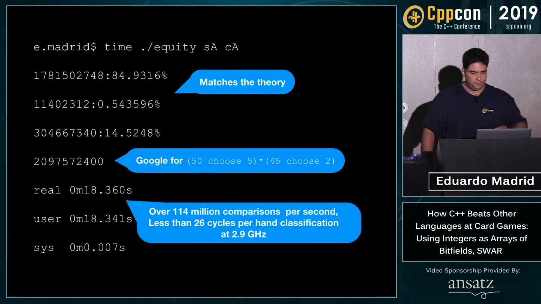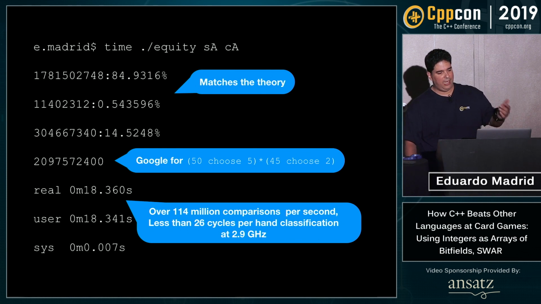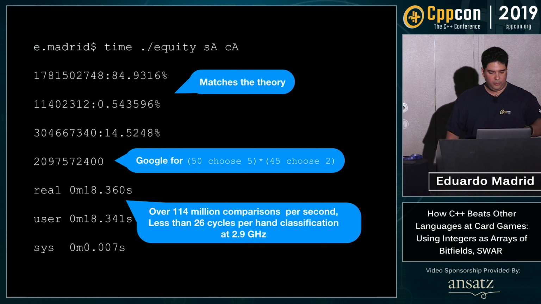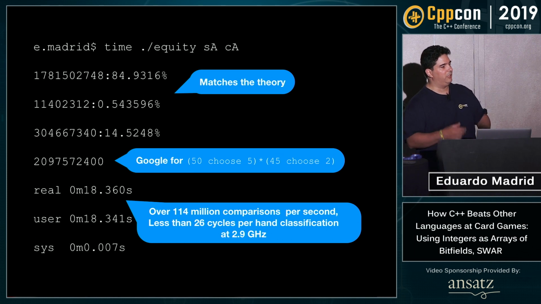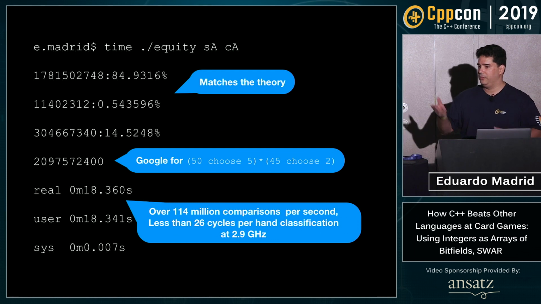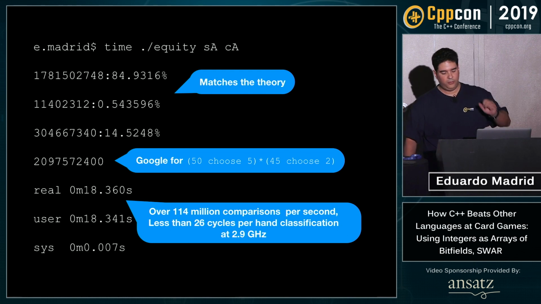What is the performance? Well, if I submit the input of the ace of spades and the ace of clubs, I get those statistics that match the theory 100%. After the presentation, please come to me if you want to see it running for any of user cards that you want.